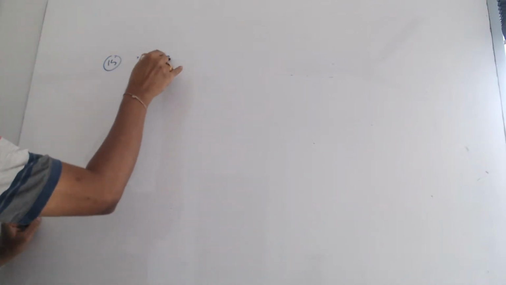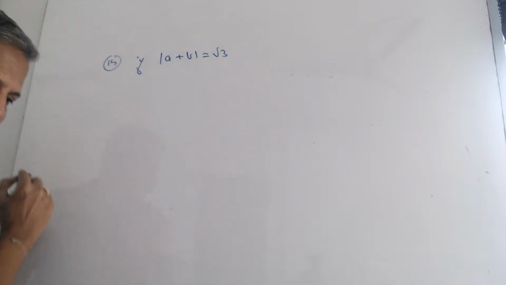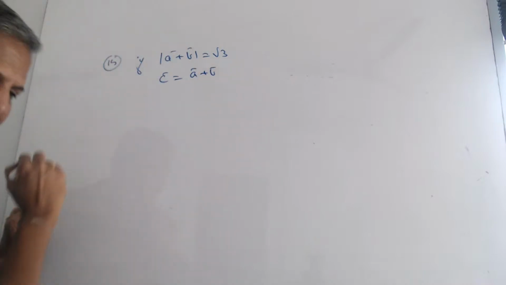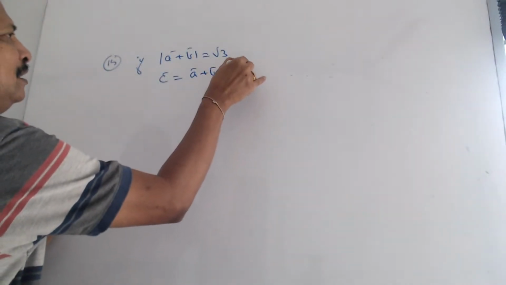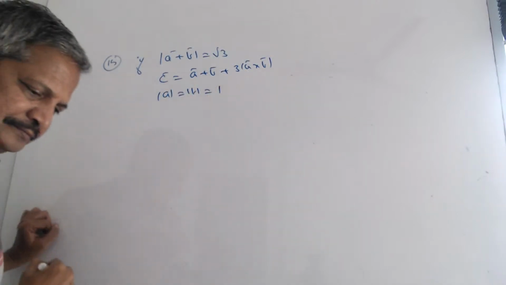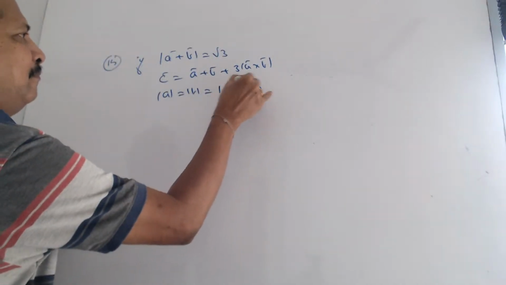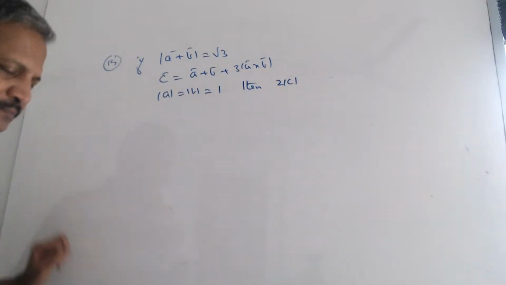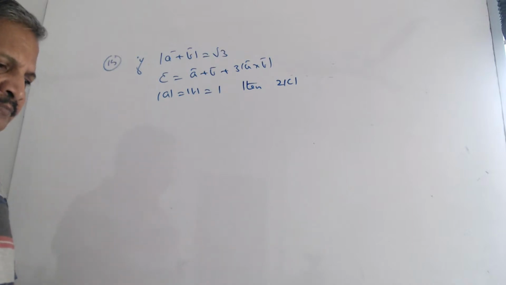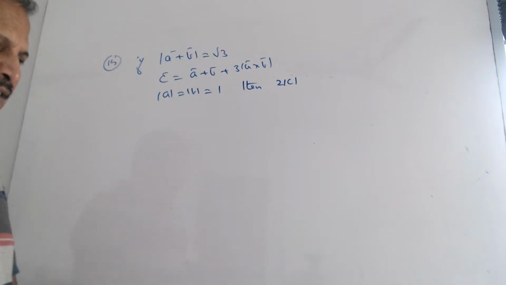Latest Mains question. A plus B is root 3, A, B, C are unit vectors, and C bar equals A bar plus B bar plus 3 into A bar cross B bar, with mod A and mod B equal to 1. Then they are asking for 2 into mod C.